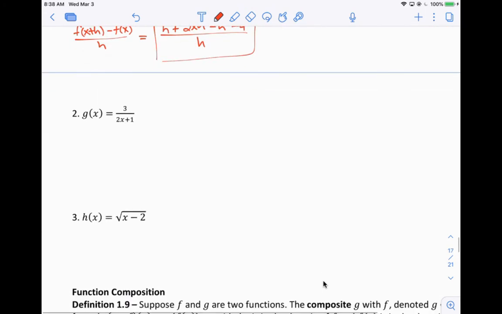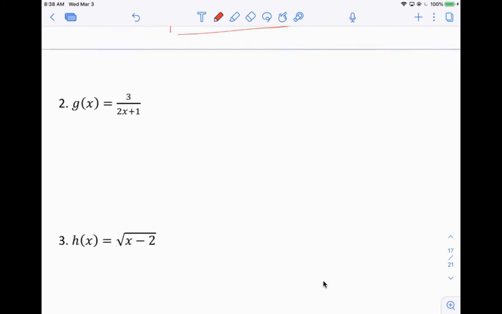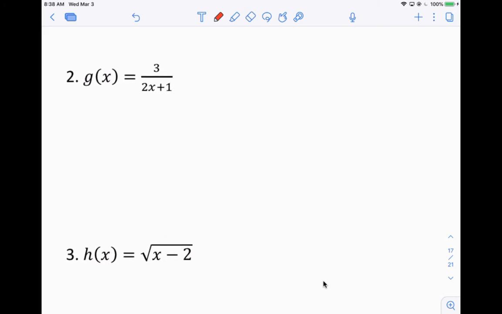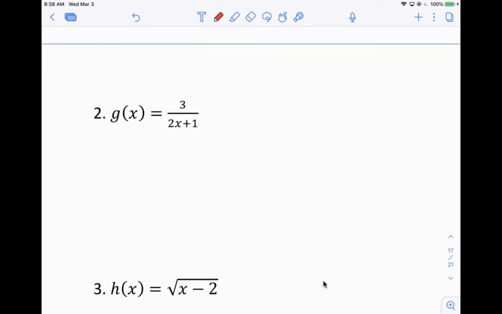All right, let's do another one. So over here, this is my function here. Let's go find g of x plus h.